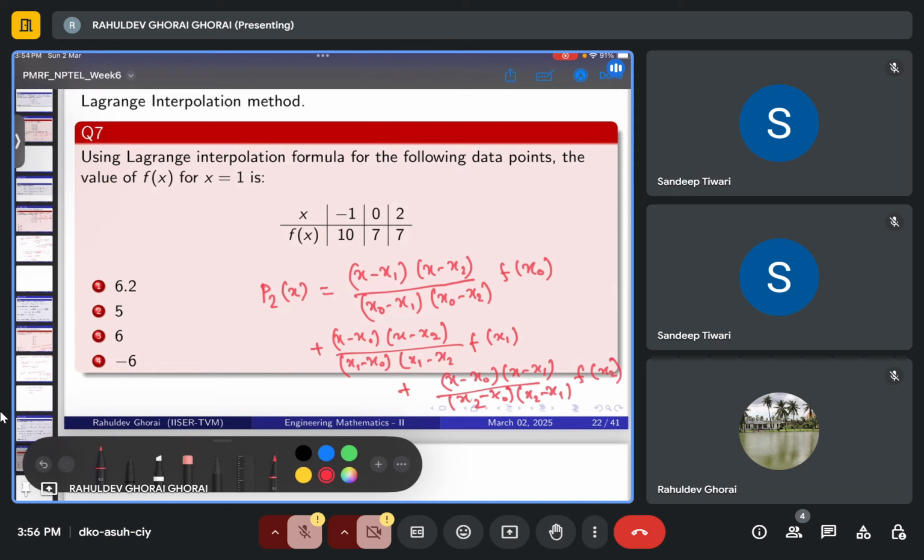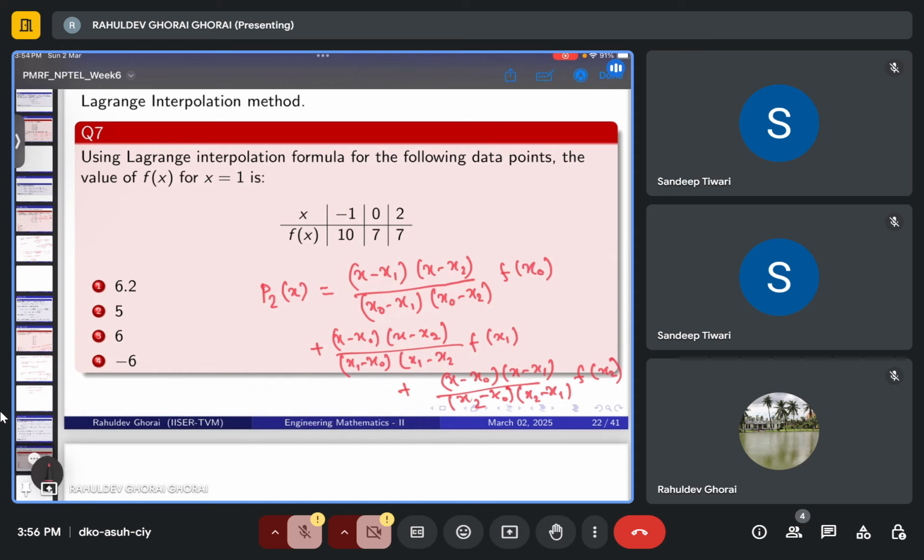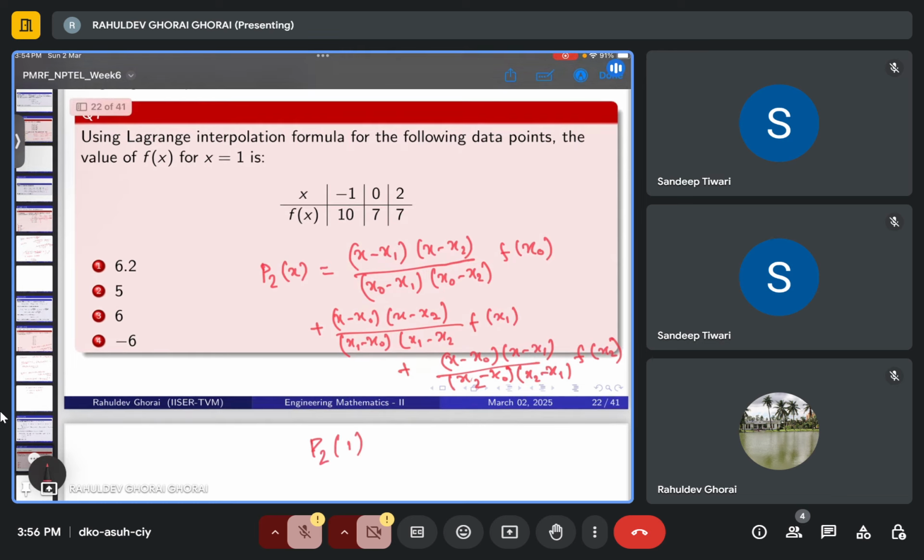That's all. So see, once you know the formula, then things are easy, in the sense that you just put the values and you get the answer, right? And mainly you need to find P2 of 1. Although they are asking the value of f(x) at x equal to 1, P2 is approximating f. So P2 at 1 will be the function value at 1 using the Lagrange interpolation formula.